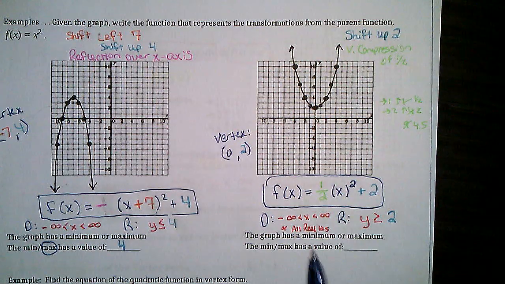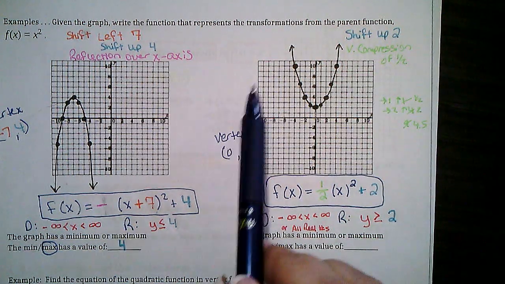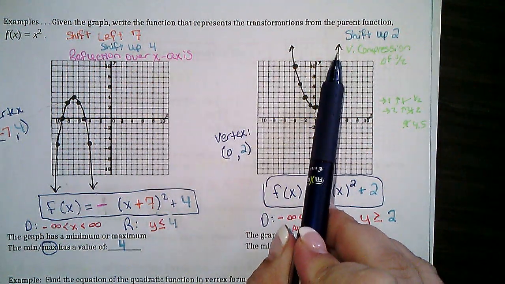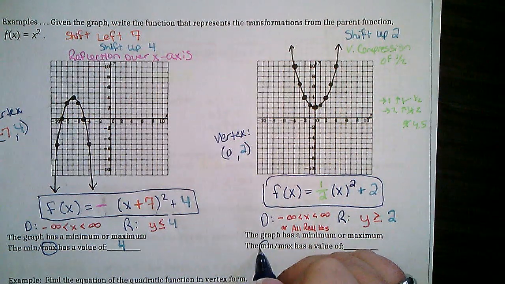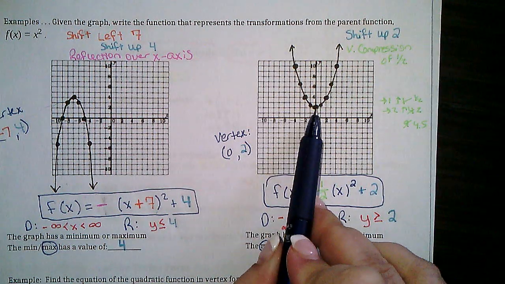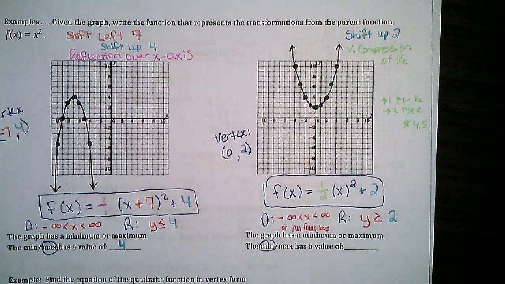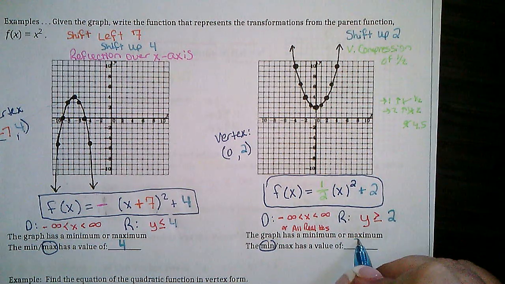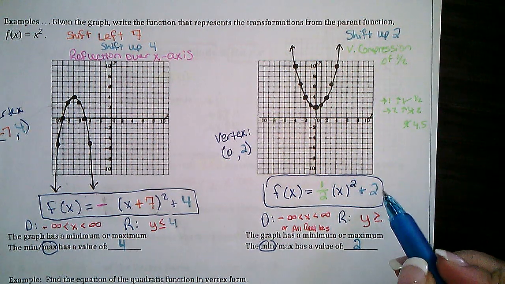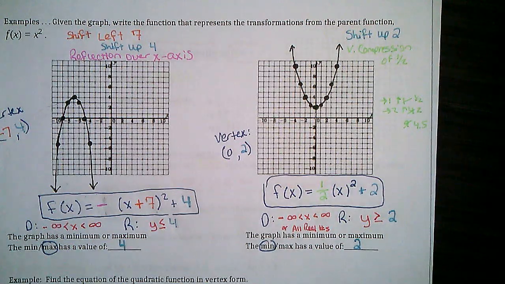Okay. And then next, does this graph have a maximum or a minimum? Well, since those arrows point up and they go up forever, there's no way it has a maximum. It does have a bottom though. This is the bottom, so it has a minimum. And that minimum is the y value of my vertex, which is 2, which again can also be found at the end of the equation and in your range.